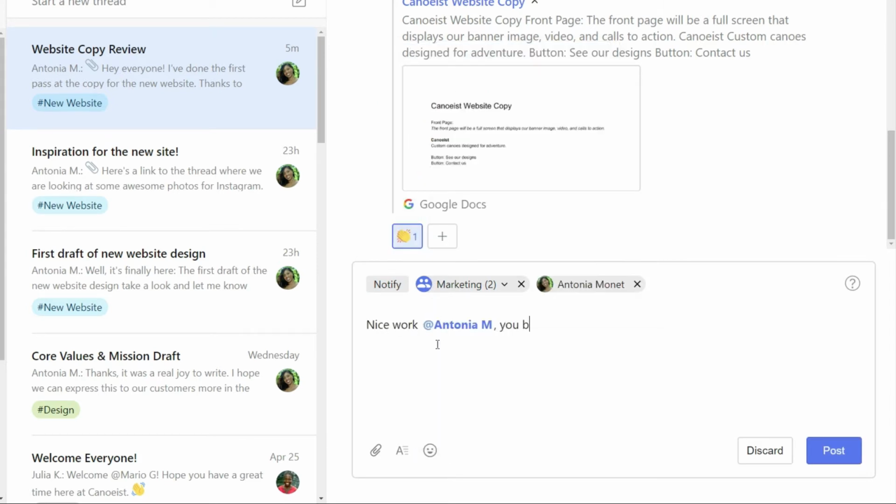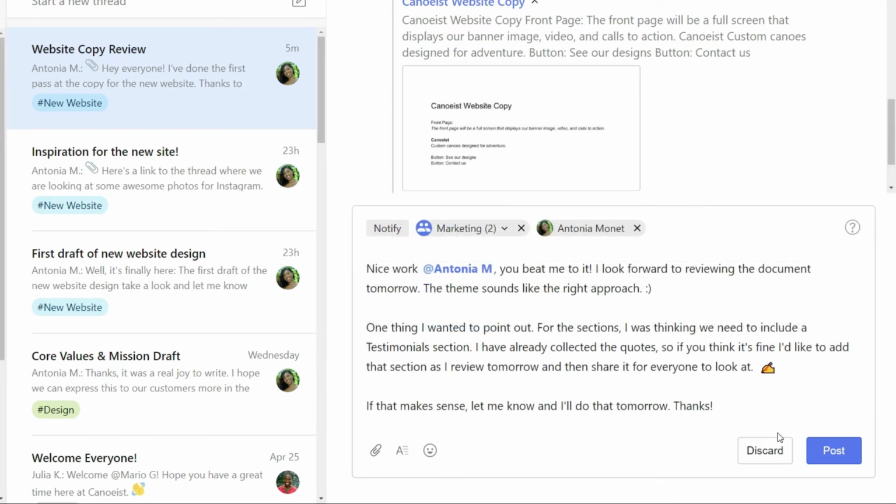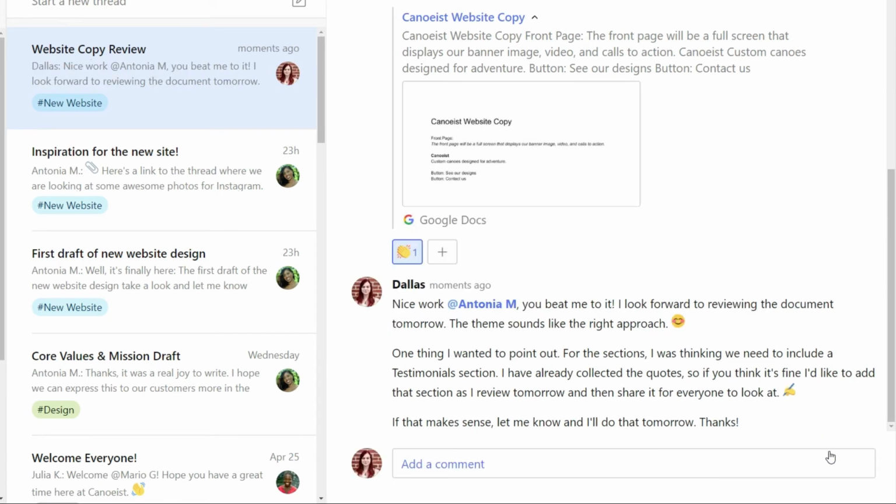Unlike group chat, there's no fear that the conversation will get buried before you have the chance to respond. People can write out a thoughtful response and post it on their own schedule.